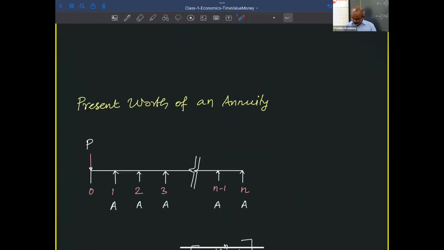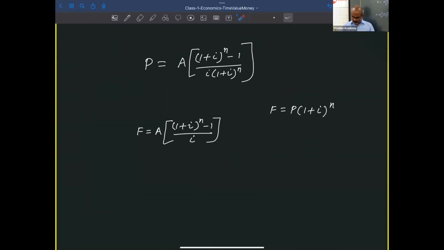Otherwise, it is enough to know these simple formulas: one, F equal to P into 1 plus I to the power N, and another for periodic deposit, F equal to A into 1 plus I to the power N minus 1 divided by I. Using these two, we can get this formula. This is nothing but the present worth of periodic deposits. Actually, this A refers to periodic deposit or periodic withdrawal, whatever.